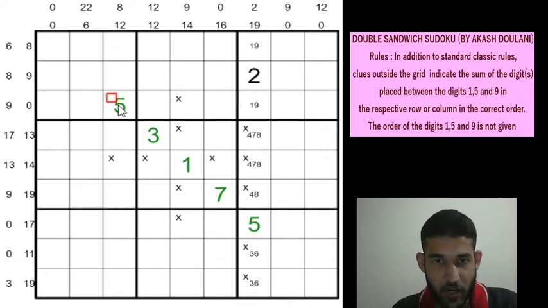Okay, now let's look at this 5, which is again one of the main digits. We cannot have a 1 or a 9 here and 1 or a 9 here because there is no 0 clue given outside column 3.